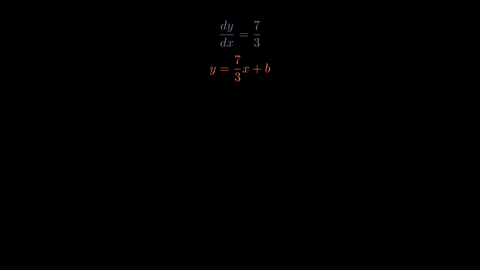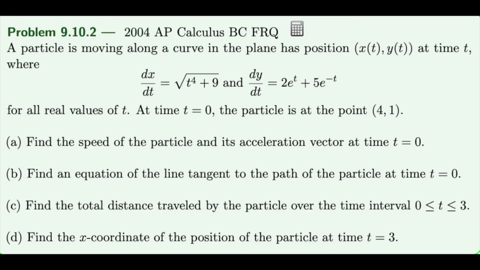And now let's find b, which is the y-intercept. Since we know that the particle is at the point (4, 1), we plug that point in. So x equals 4 and y equals 1. And we can solve that to find that b equals minus 25 over 3. So we plug that into our equation to find that our final equation is y equals 7 over 3 x minus 25 over 3.